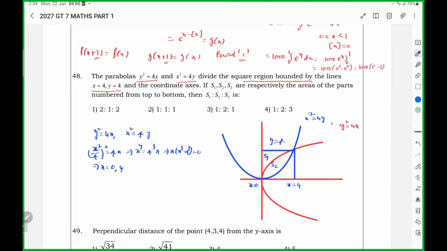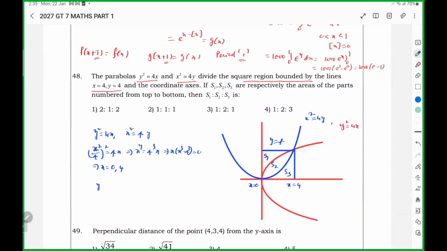S1, S2, S3 are the respective areas of the parts from top to bottom. First, since they are symmetric curves, S1 and S3 are obviously equal. Whether they are equal to S2 or not, let us check.